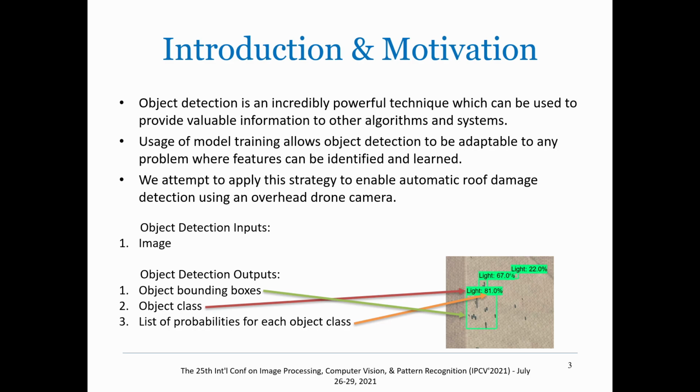What is it used for? It's typically used to provide information to other algorithms. The most common example would be for self-driving, to say locate a stop sign. Because this is a machine learning method, we can use training data to teach our models to identify whatever it is we want them to identify. So in this study, we attempt to use that to identify roof damage in videos captured by an overhead drone camera.